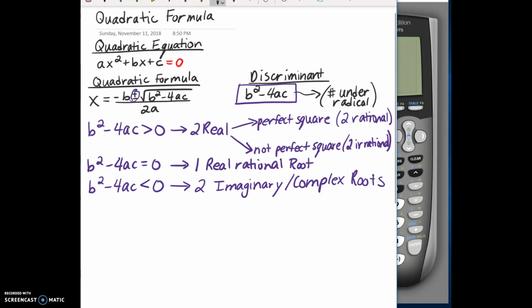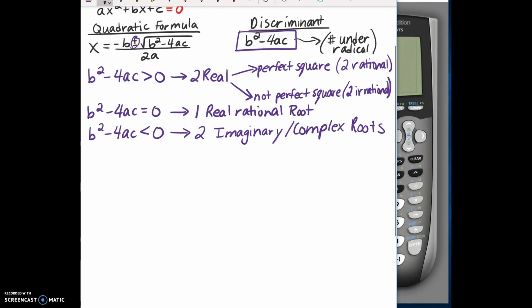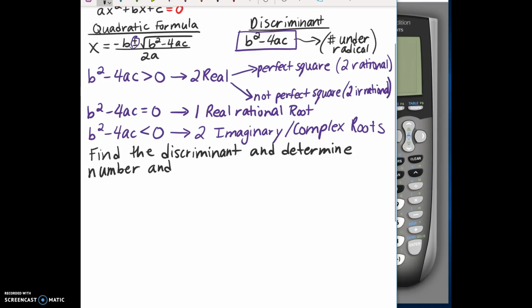So what we're going to do in this video is actually just explore the discriminant without doing the full quadratic formula in our first couple examples. So the directions are find the discriminant, which we actually will keep doing when we do the quadratic formula, and determine the number and type of roots. And we're going to use the information that we just outlined up top here to come up with that information.